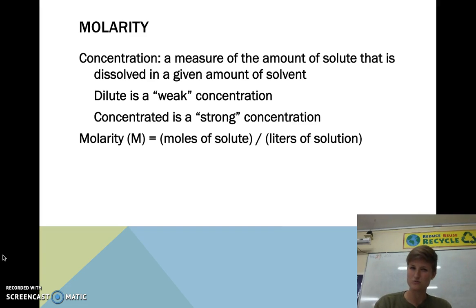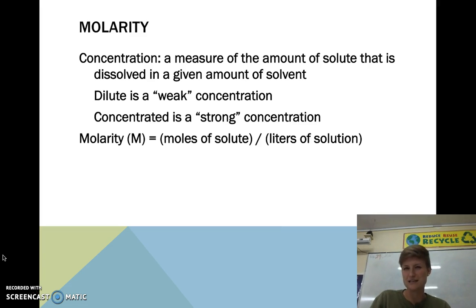How much solute do I have in this given solvent? If it's dilute, it's weak. It has fewer particles of solute, and if it's concentrated, it's a strong concentration. It has a lot more solute particles in it. And so we have a formula as given below, and molarity is a capital M. So capital M equals moles over liters.